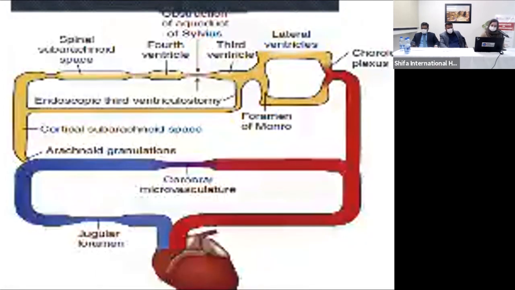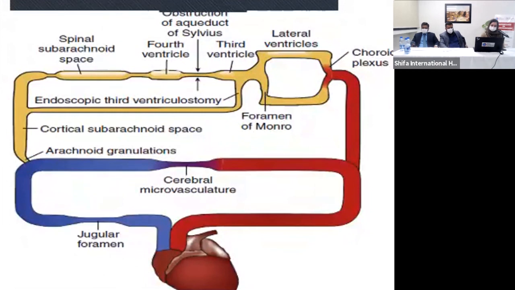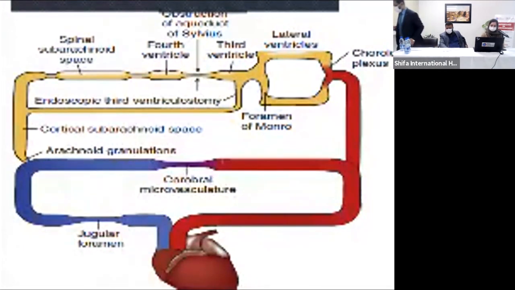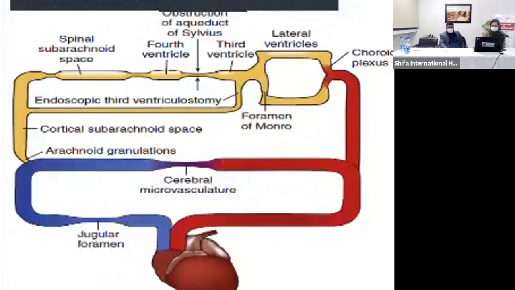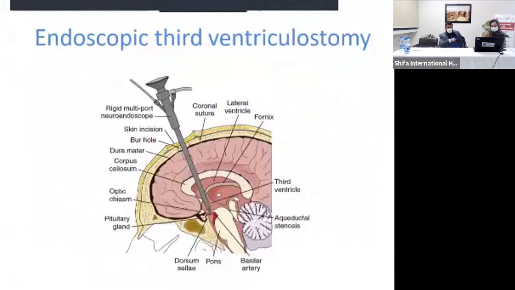This illustration is showing the level of obstruction. If the obstruction is at the level of the aqueduct of Sylvius, then the procedure of choice would be a third ventriculostomy, where fenestrations are made in the floor of the third ventricle, connecting the third ventricle to the basal cisterns. This is an endoscope and is inserted via the lateral ventricles through the foramen of Monro into the third ventricle. An opening is made in the floor of the third ventricle, which communicates the ventricles with the basal cisterns.